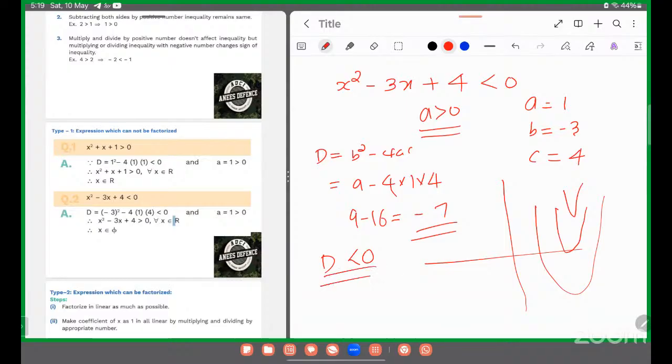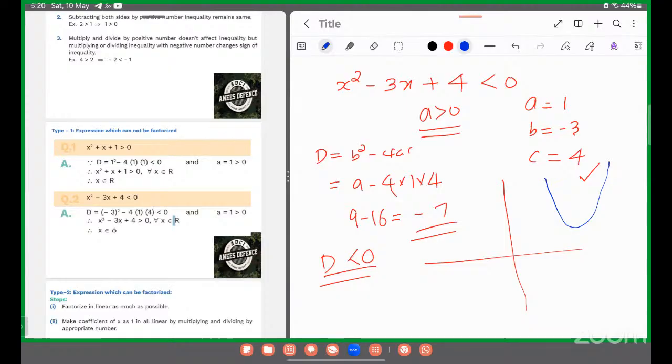D less than 0 means which graph? The top one. So this is the graph because D is less than 0. Then whether this statement is true or not: is x square minus 3x plus 4 less than 0 true or not?